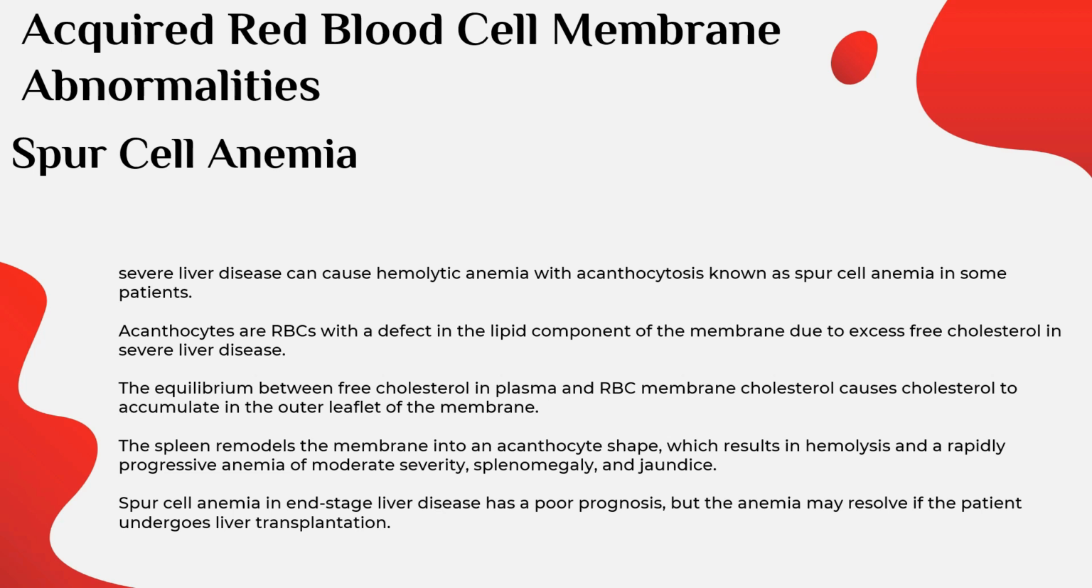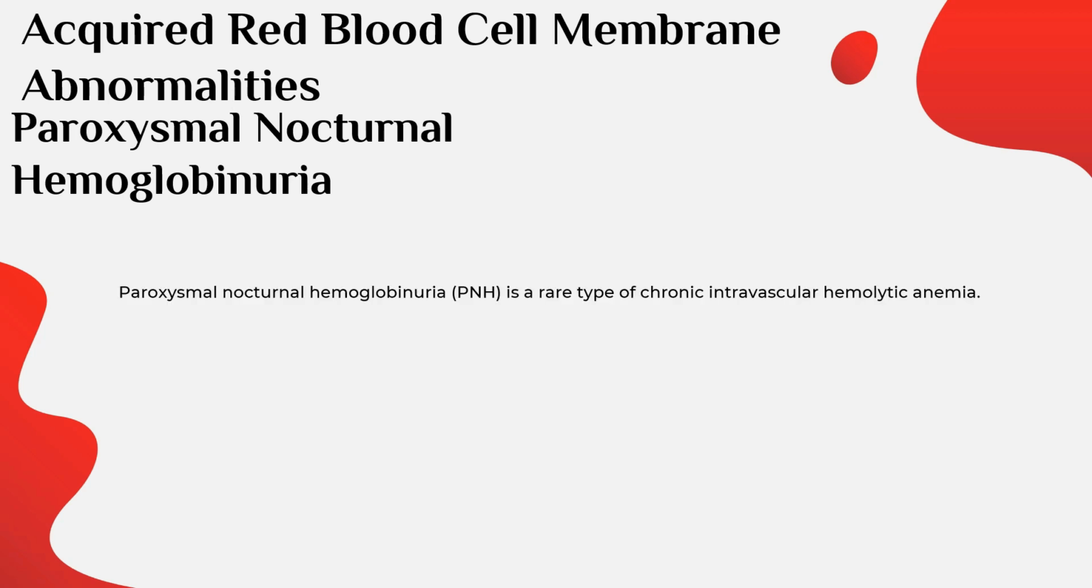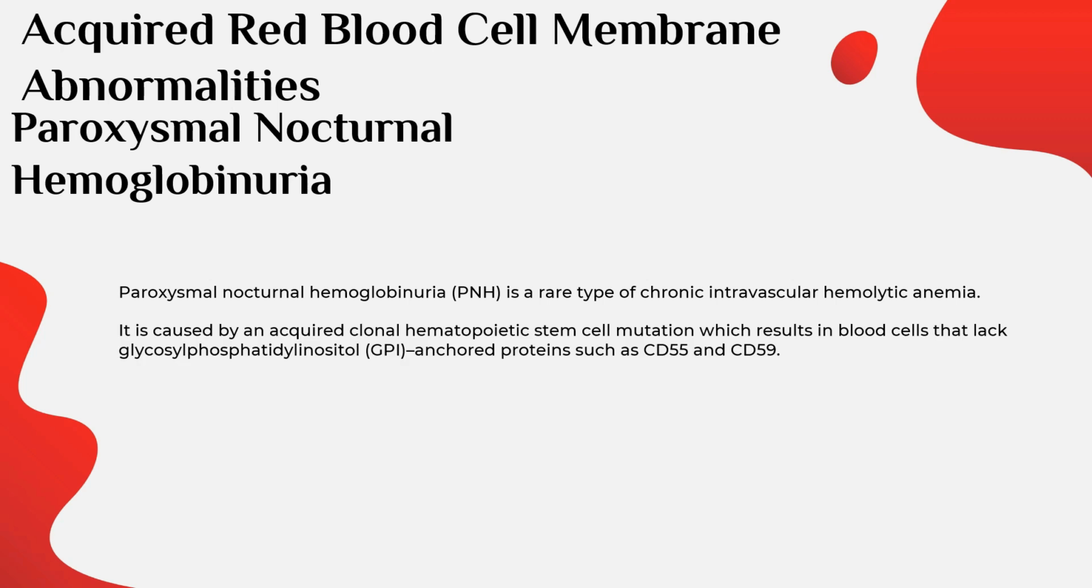Spur cell anemia in end-stage liver disease has a poor prognosis, but the anemia may resolve if the patient undergoes liver transplantation. Paroxysmal nocturnal hemoglobinuria. Paroxysmal nocturnal hemoglobinuria, PNH, is a rare type of chronic intravascular hemolytic anemia. It is caused by an acquired clonal hematopoietic stem cell mutation which results in blood cells that lack glycosylphosphatidylinositol, GPI, anchored proteins such as CD55 and CD59.